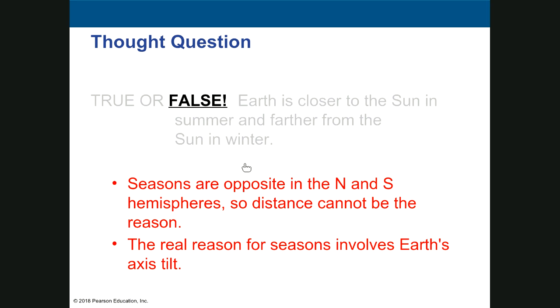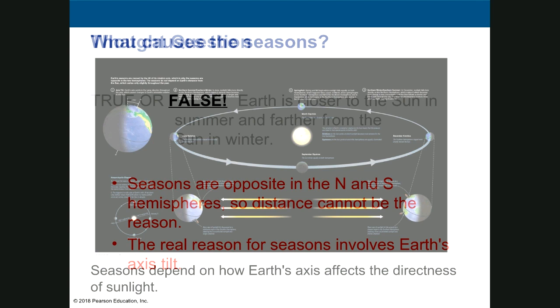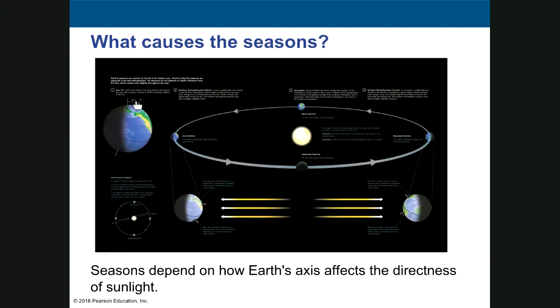In fact, because the Earth is in a nearly circular orbit, the distance plays a very small, almost negligible role. The real reason for the seasons is the tilt of the Earth. All right? So the Earth tilts about 23.5 degrees, which we can see here. And as you rotate around, you'll notice at different points that the tilt leads to different parts of the Earth getting different amounts of sunlight.